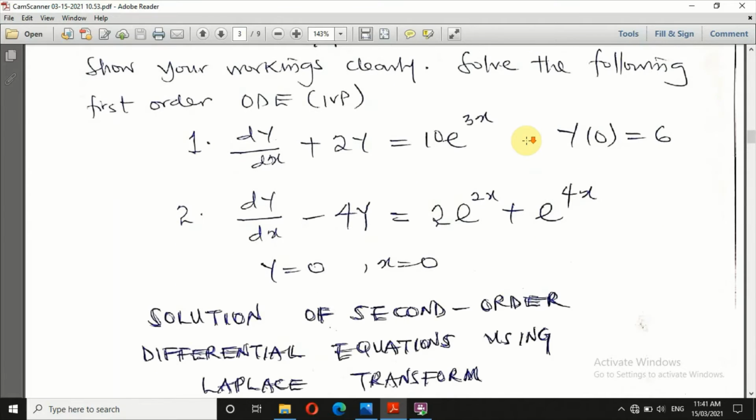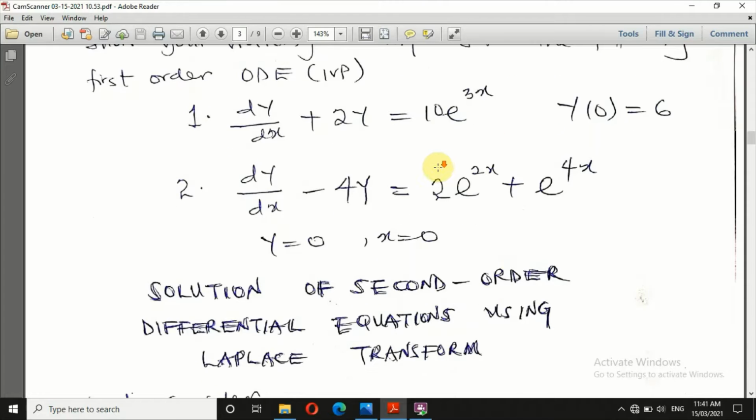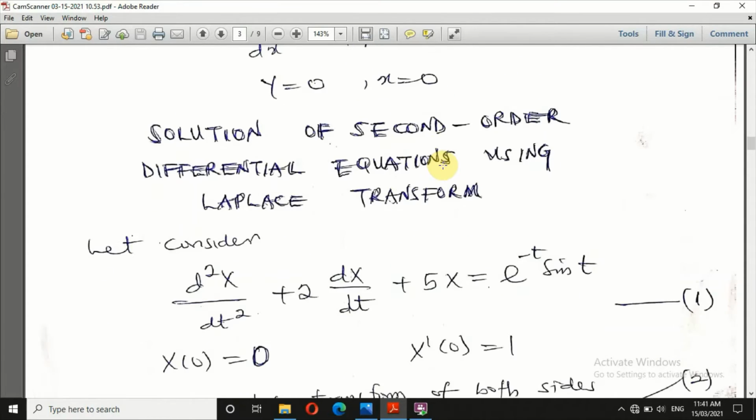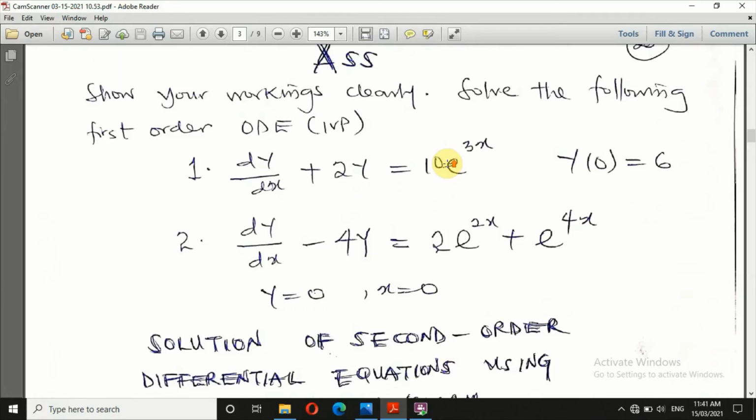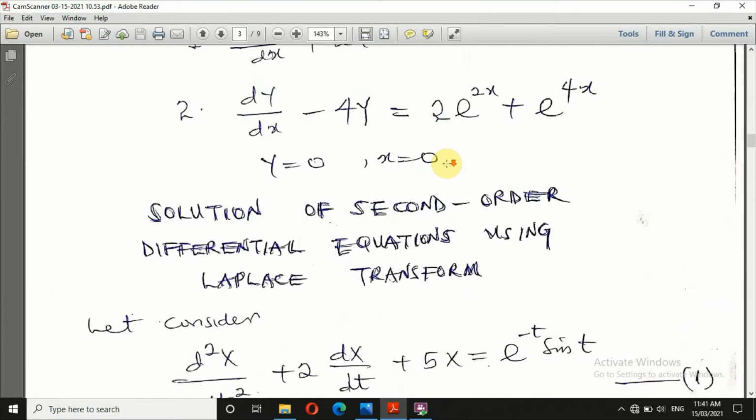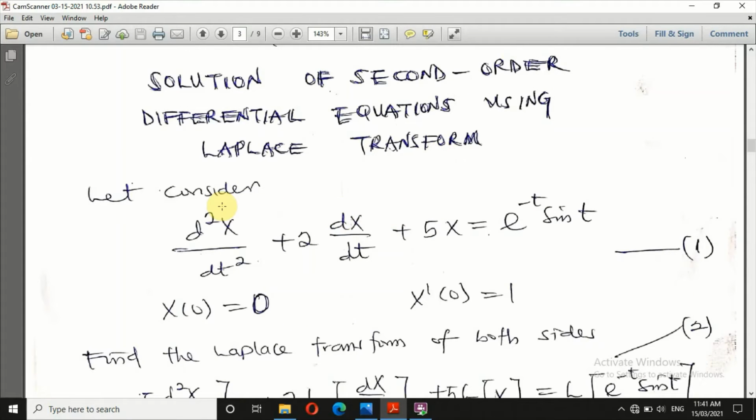Now, if you open your lecture note to page 25, you will see where I said you should show clearly how to solve the following. It's actually 2 questions, how to solve the 2 problems using Laplace transform. So without wasting our time, let's go to second order. Now, we are still on page 25. So we have this problem now.